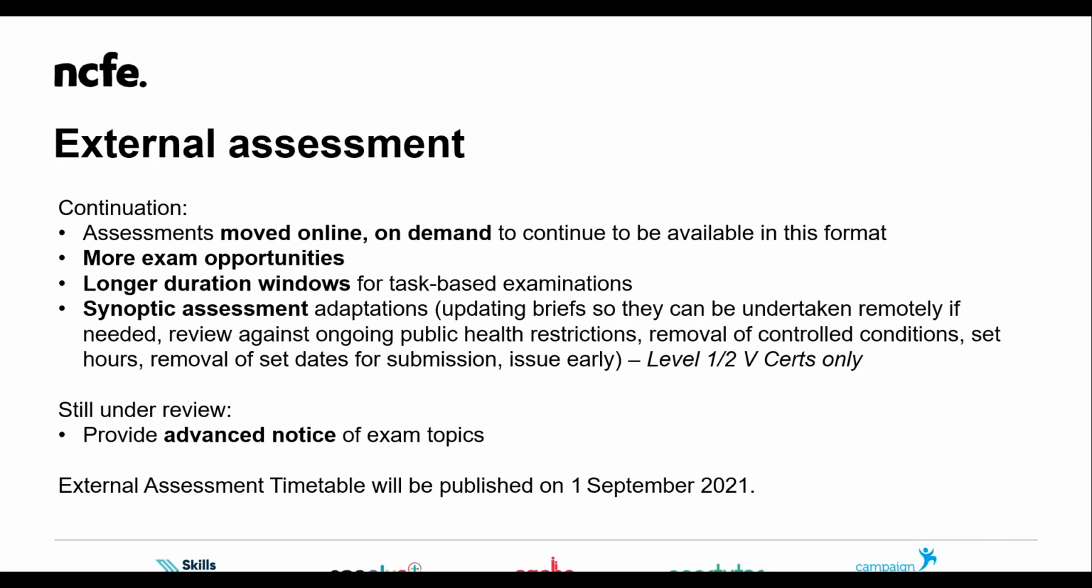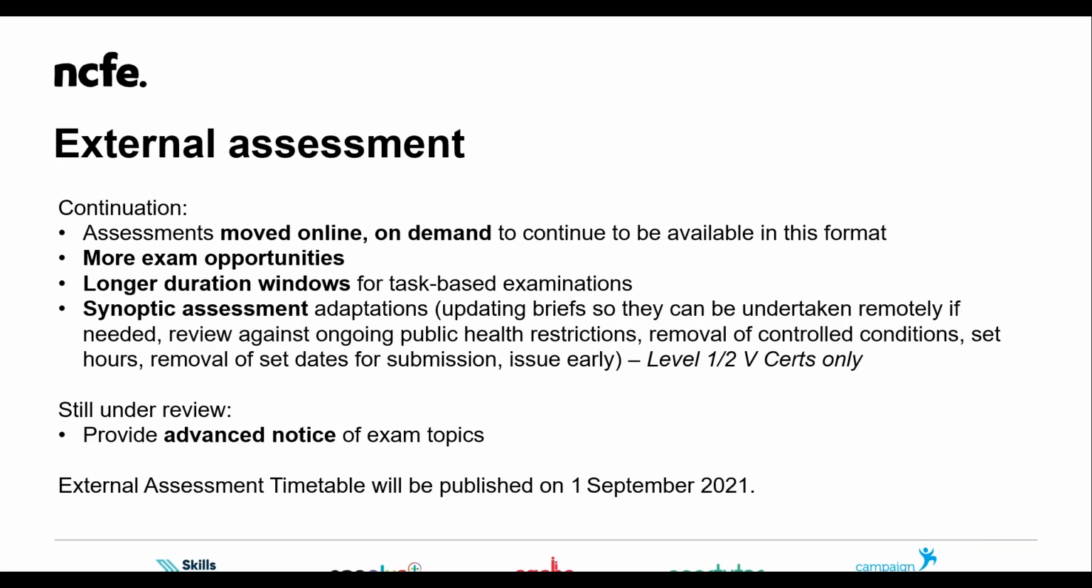What will also continue is where we have a task-based examination, for example, over a 2-week period, we recognise that if the learner needs to self-isolate, they may miss that opportunity. So what we've done is extend the duration of the windows to take account of situations where a learner might need to self-isolate, for example. So we've got extended duration windows as a continuation.